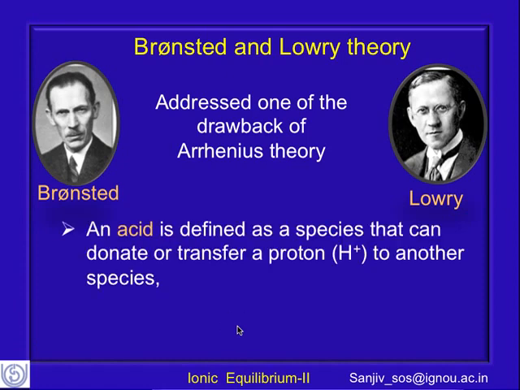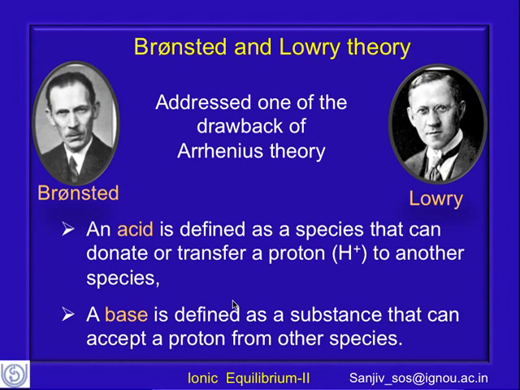According to Bronsted and Lowry, an acid is defined as a species that can donate or transfer a proton to another species. So here again we need a proton, but we're not saying to put it into water. That means there are two species. One is able to donate a proton. The one which can donate a proton is an acid, and the one which can accept that proton becomes a base. So that is a slightly broader way of looking at acids and bases than what we had in case of Arrhenius, wherein we had to put the system into an aqueous medium.